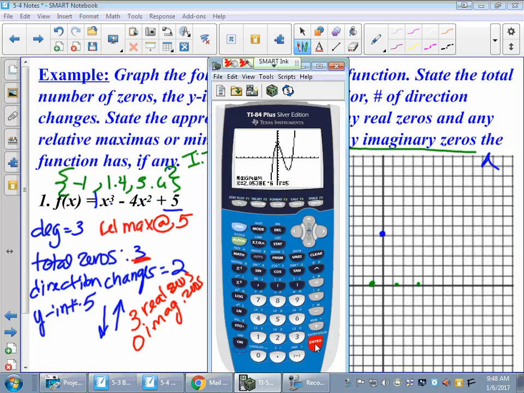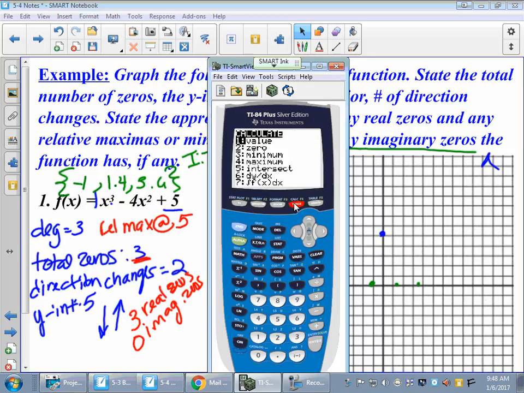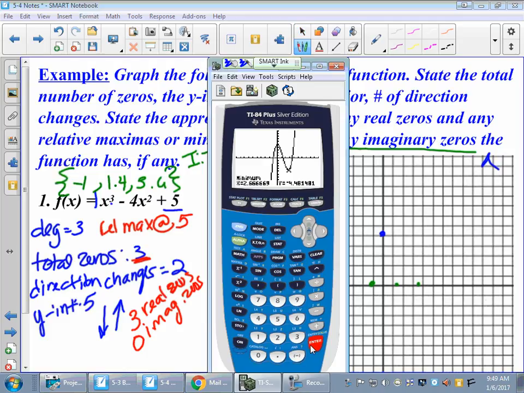Remember, your maximum or minimum value is the y-coordinate. And so now we're going to do the minimum, second, trace, to calculate my minimum, which is 3. And I hit the left boundary, which is now before the minimum. Enter. The right boundary is after. Hit enter, and guess is on. Enter. So where do we bottom out? At 2.7 and -4.5.